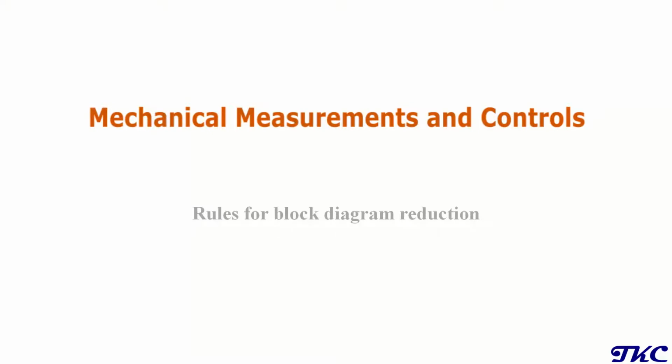In this lecture, we are going to discuss the rules for block diagram reduction. We have already studied the block diagram in the previous lecture, but let me summarize that here. As we know, if we have a simple system, we can directly determine its transfer function. But whenever we have a complex system which consists of a number of elements, determining the transfer function is not a simple task.